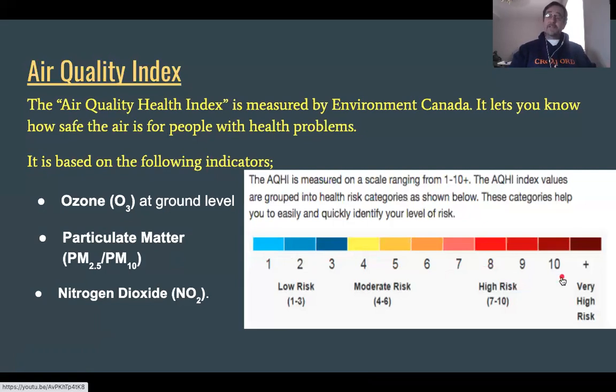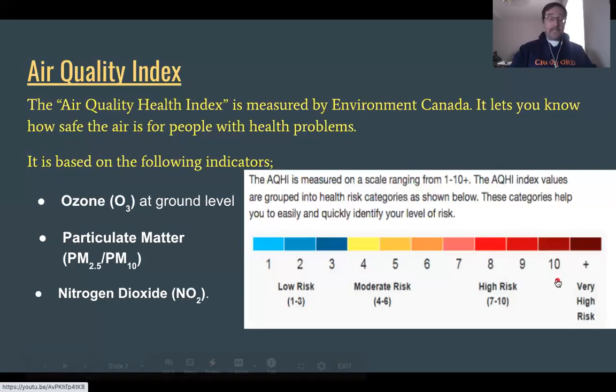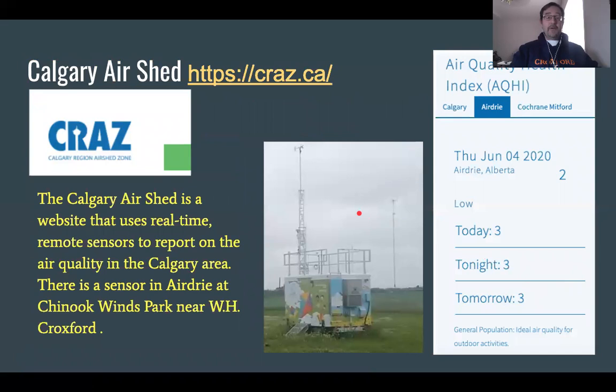If you think back to last spring when we had the forest fire smoke so bad in Calgary, people with health problems were told not to go outside because the air quality was 10 plus, meaning just about as bad as they can measure it. It's really dangerous for people, elderly people, people with breathing conditions, to go outside. Okay, so the Calgary Air Shed is an area around Calgary, not just Calgary itself, but a much wider area, and it does include Airdrie as well.